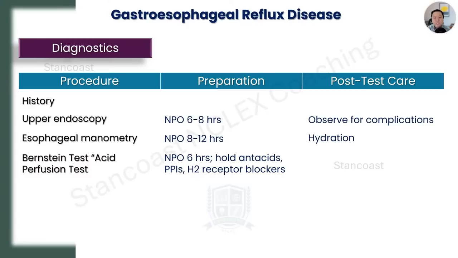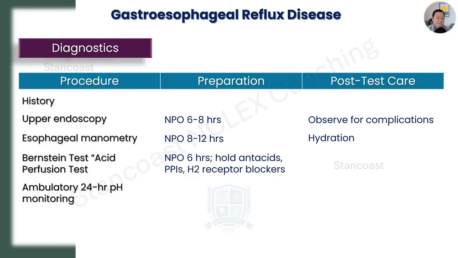Now, after the procedure, you need to observe the patient for any kind of discomfort or symptoms that occur during the test. You might expect some reports of mild throat irritation or a burning sensation, but you can tell the patient that these can resolve quickly after the procedure.